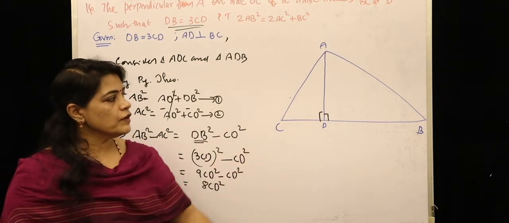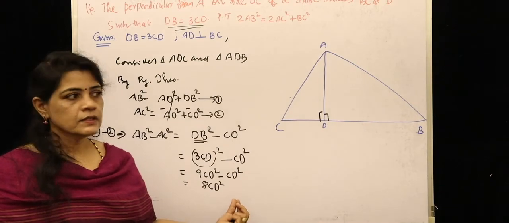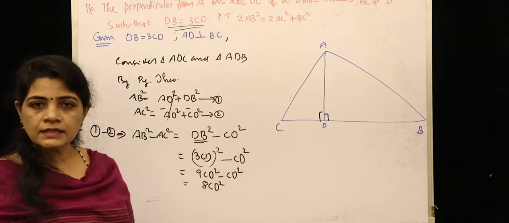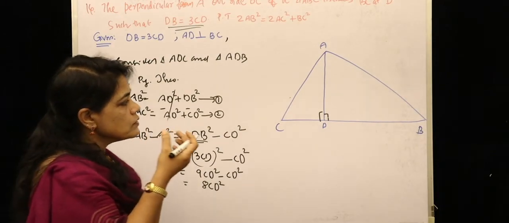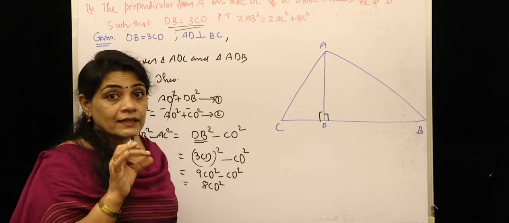See children, from the figure, what is this CD? CD is BC minus BD, the same idea which we used in the previous question. That means we can apply that result.